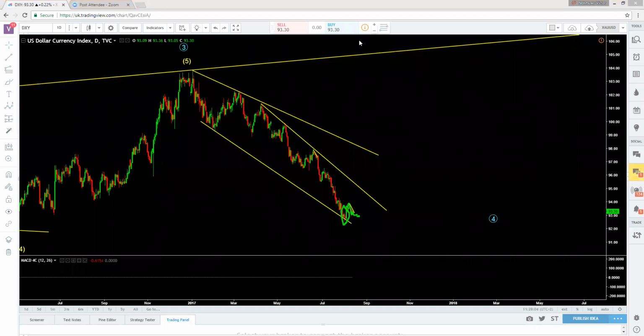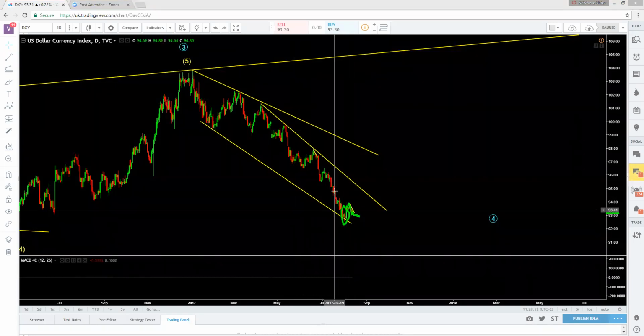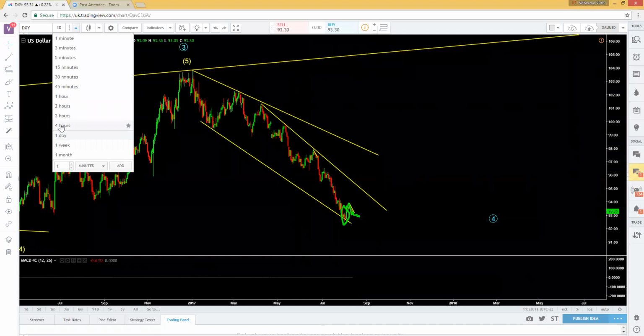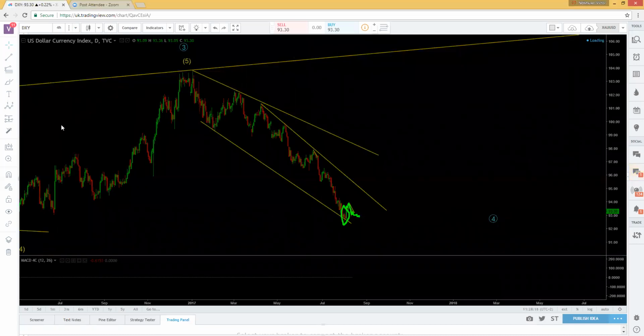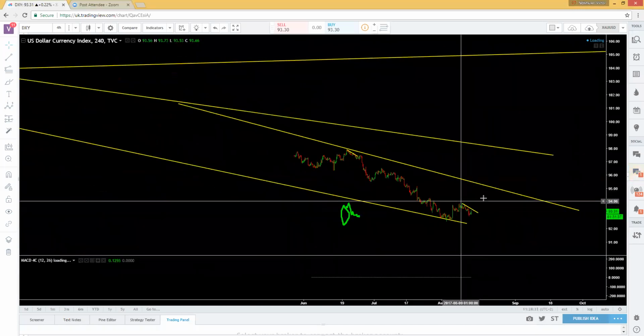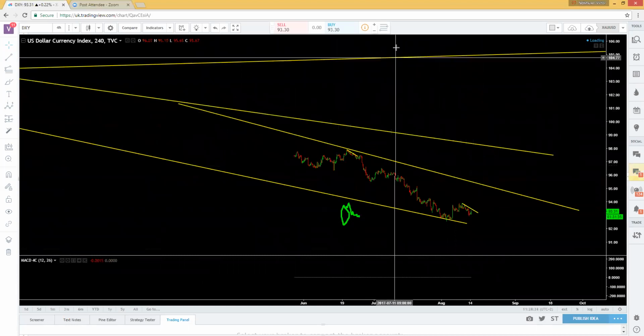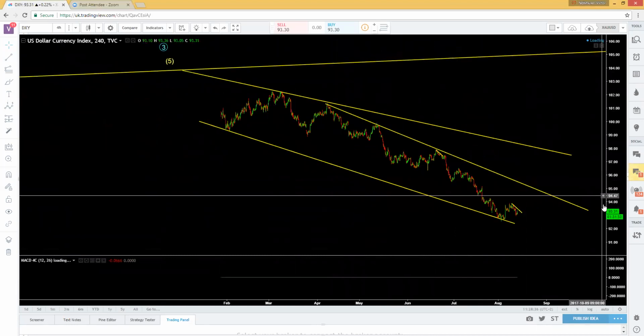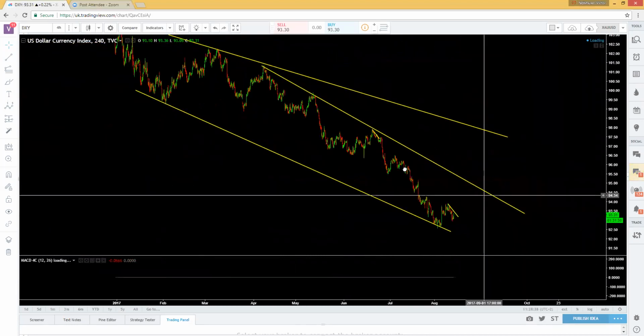I'm going to go even lower. I'm going to go to the 4-hour time frame so that we can see this clearly. So just focus on this area. I'm going to go to the lower time frame, 4-hour, so we can see what is happening there and how we can trade this. Okay, I'm going to clear the drawings again. So this is the lower time frame.